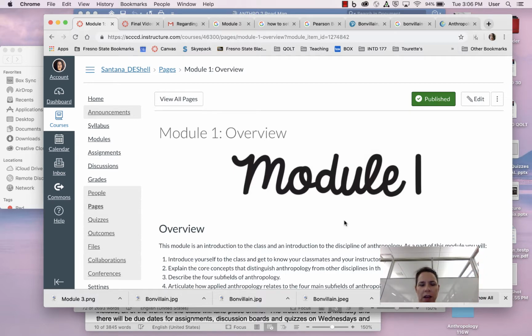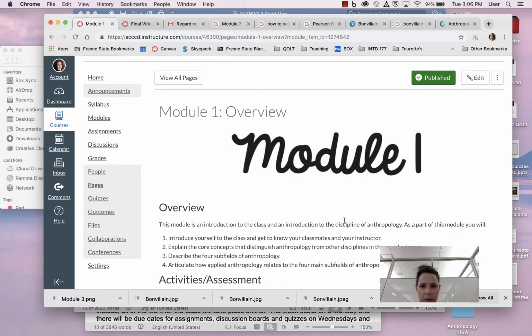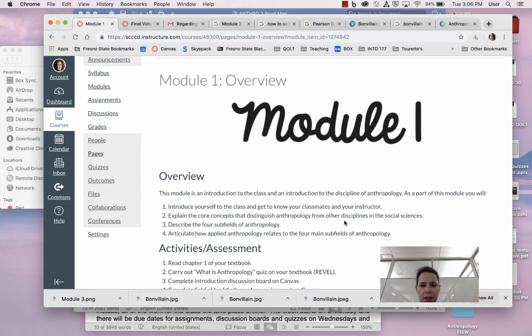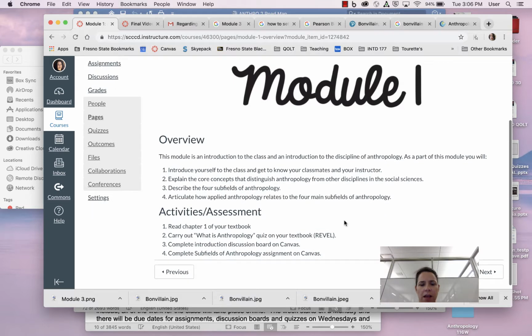Module 1 has an overview page at the beginning. It covers the objectives of that module and the activities and assessments that are used to measure if those objectives have been met.